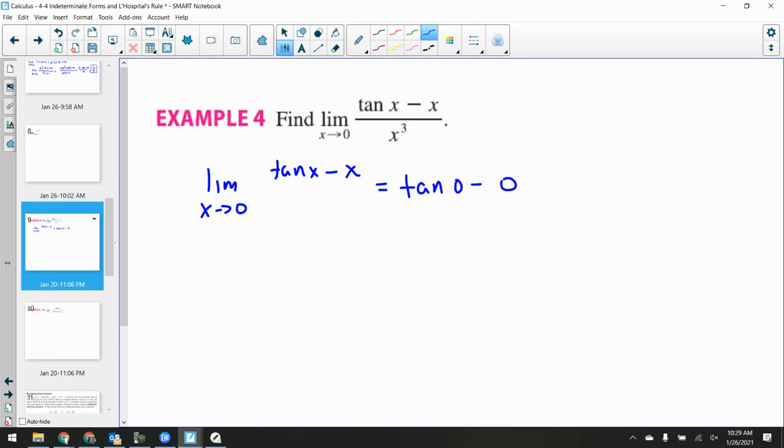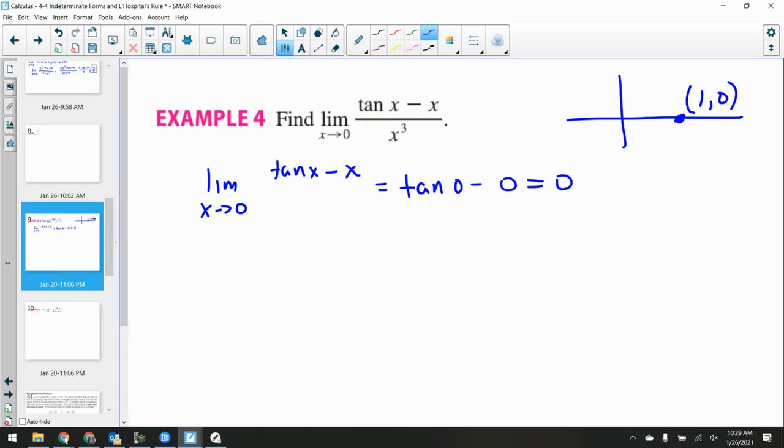What is tangent of 0? Well, what is tangent? Y over x, sine over cosine, right? Okay, what's the coordinate out here at 0? 1 comma 0. What's 0 over 1? 0. So this is all equaling 0 minus 0 is 0.